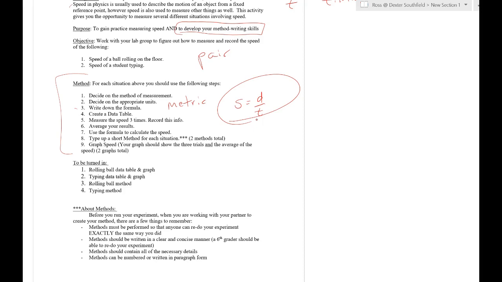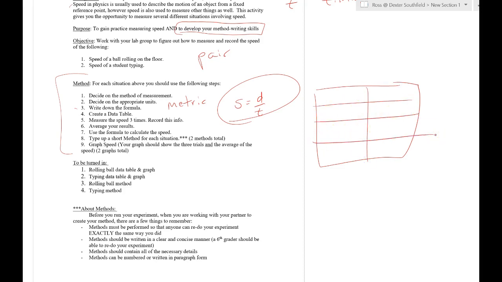Create a data table, right? You're going to want some kind of data table so that you can actually be tracking how far the ball rolls and how long it takes the ball to do that. You're going to measure the speed 3 times. So trial 1, trial 2, trial 3, right? And then you're going to need another box down here because you're going to average your results.